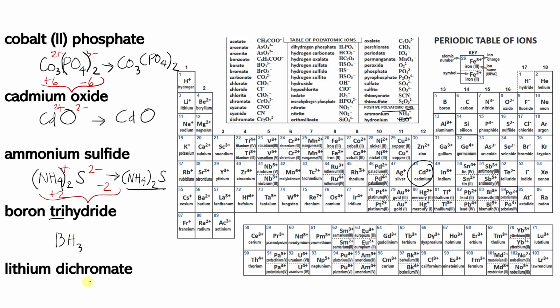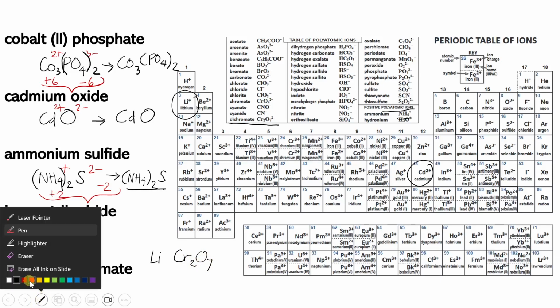Next, we have lithium dichromate. Now be careful about this one because this one is not a covalent compound because this one refers to this ion. And also if you look here, lithium is a metal. And again, pag metal, the compound is an ionic compound. So here we have lithium. Then for the dichromate is over here. We have Cr2O7.